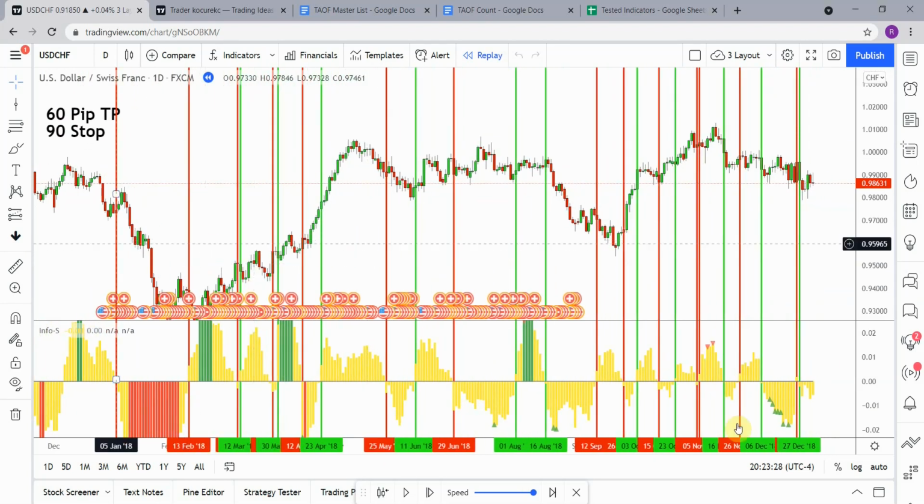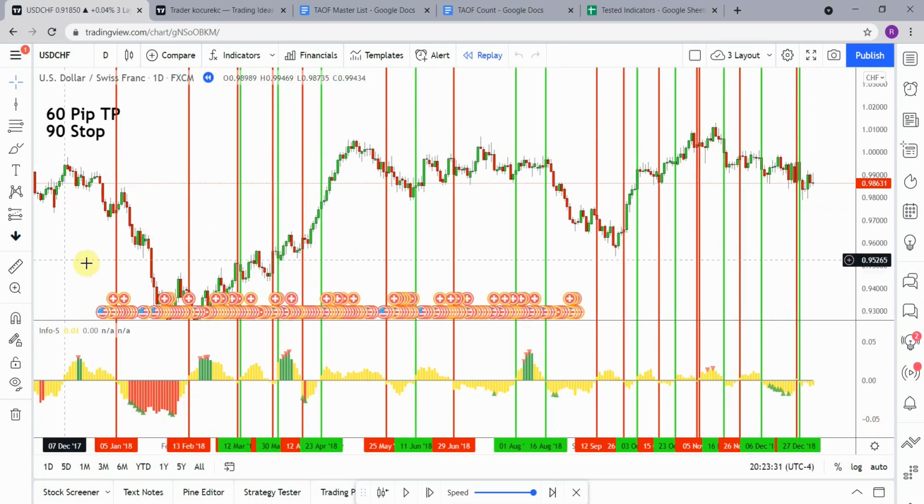All right, so let's take a look at our indicator here. Get everything dialed in there, and we will count these out and see what we get.